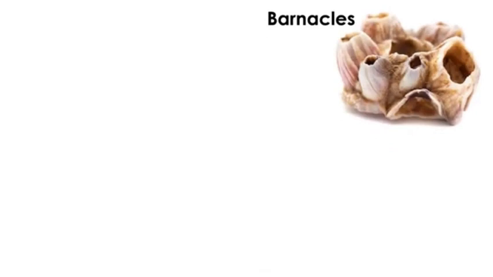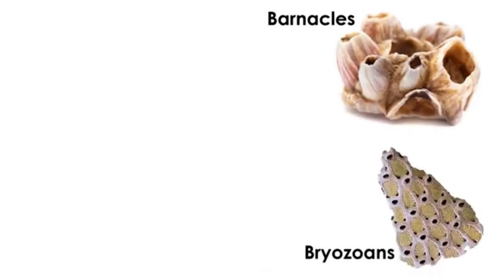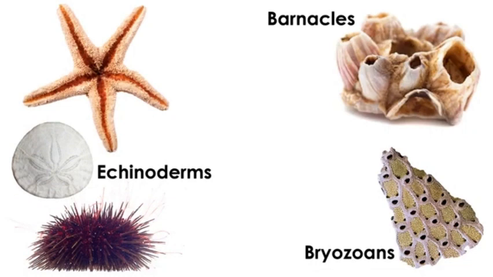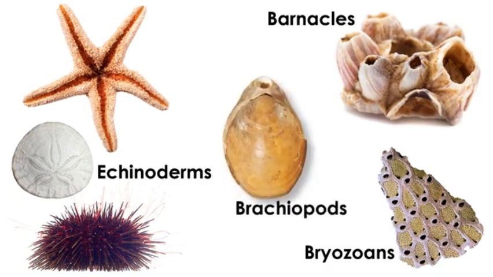Other ocean animals produce shells made of calcite. These animals include barnacles, encrusting moss-like animals called bryozoans, sea urchins, sea stars, and sand dollars, and other animals that we collectively call echinoderms, and another group of bivalved shelled animals called brachiopods.